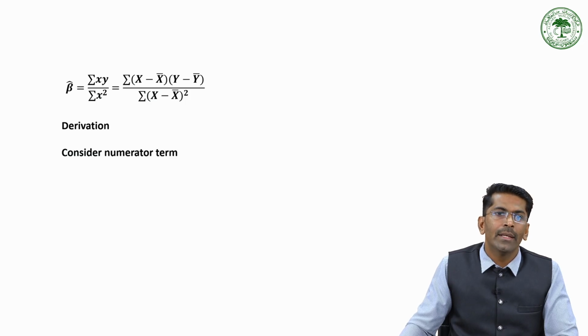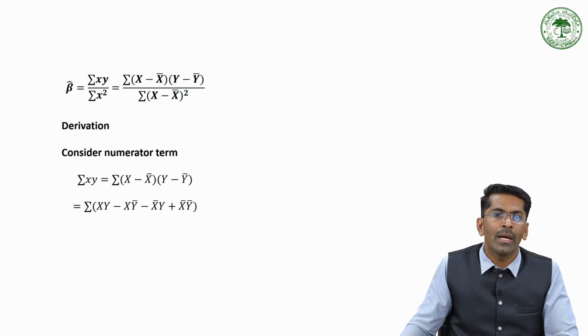See, sum of xy is equal to sum of (x minus x bar) into (y minus y bar). Okay. Now I am going to open this particular bracket by multiplying each term, so it will become x into y, which is xy, minus x into y bar, then again minus x bar into y, plus, minus times minus becomes plus, so it is x bar y bar.